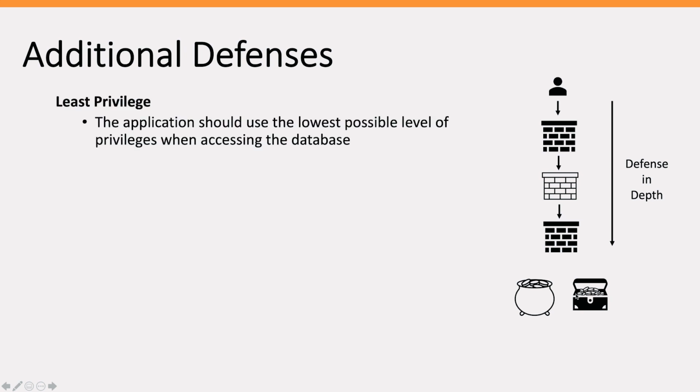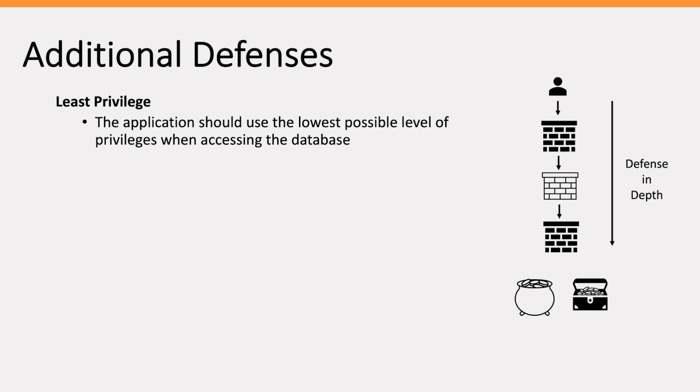And so in the same sense, although you use parameterized queries, just in case you by chance forgot to include it on one parameter in one page, you want to have defenses in place so that if a SQL injection vulnerability was exploited, the attacker gets another obstacle in their way before they could achieve their goal. And so one is least privilege. The application should use the lowest possible privileges when accessing the database.